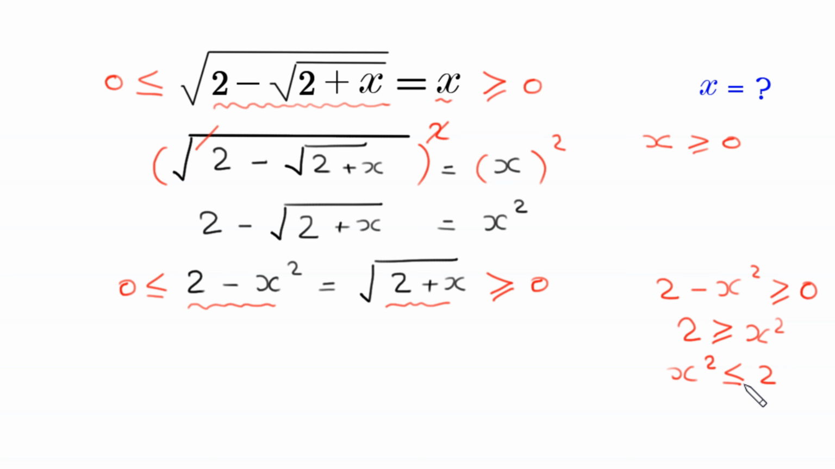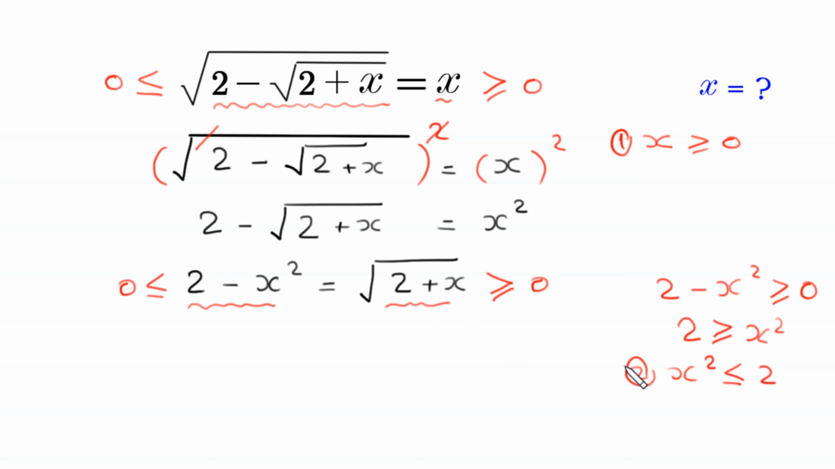So we get two inequalities as the domain of this equation. First one is x must be greater than or equal to 0, and the second one is x squared must be less than or equal to 2. We use these two conditions to check the solutions of this equation.